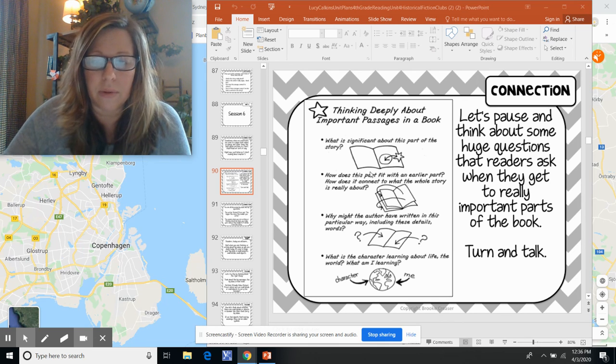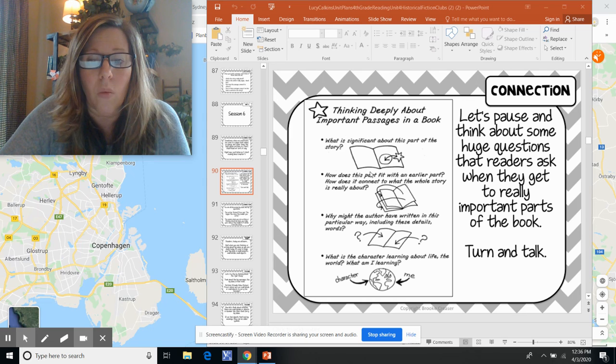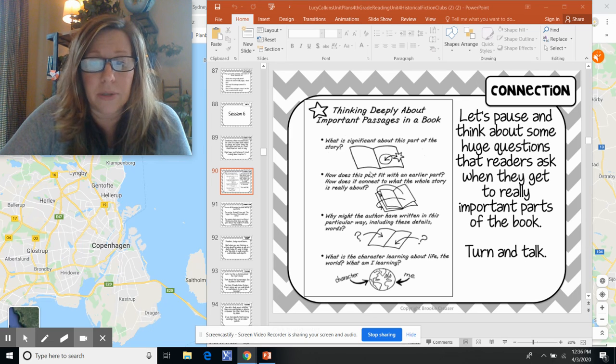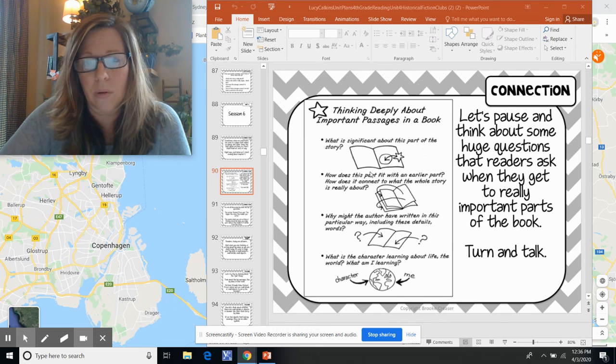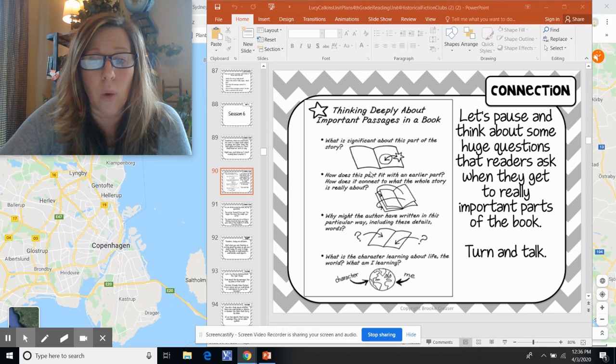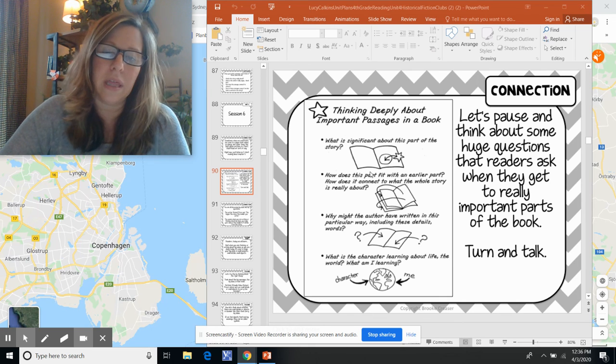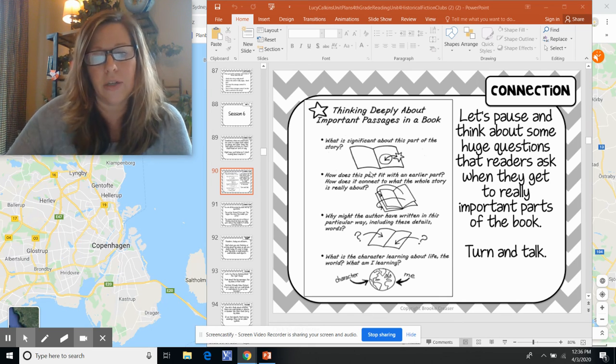So continue going down with me and we'll go back to some of these. Why might the author have written this in a particular way, including these details or these particular words? We're going to talk more about that, so remember this piece. And then, what is the character learning about life and about the world? And what am I learning? So you as the reader, you also need to think about what you're learning as you are reading through your historical fiction books.